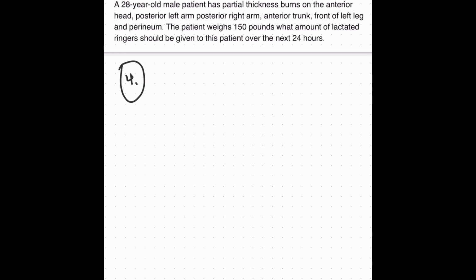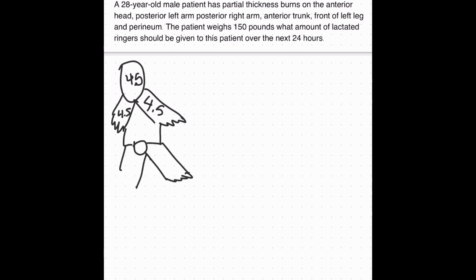The head gets 4.5%. Each arm gets 4.5%. Each leg gets double the arms, so they get 9% each. The torso gets 18%, which is double what the legs got. And then the perineum, or the genital area, just gets 1%.